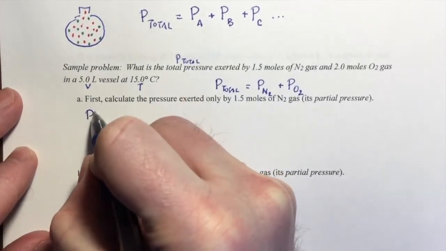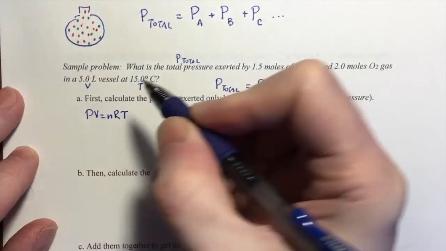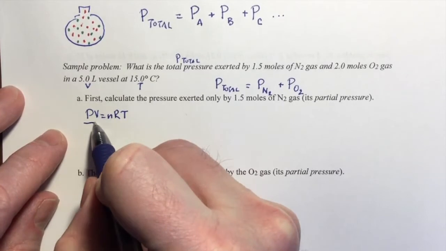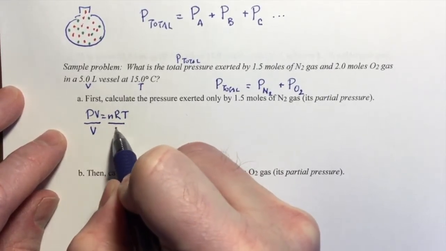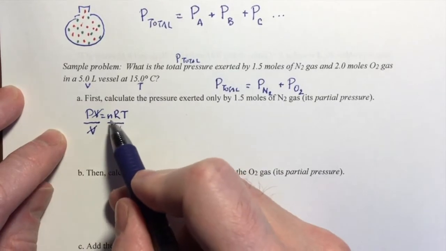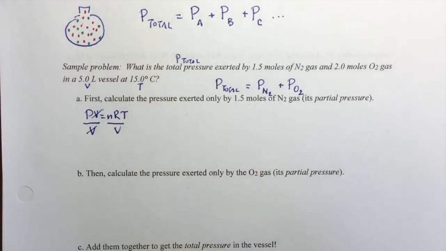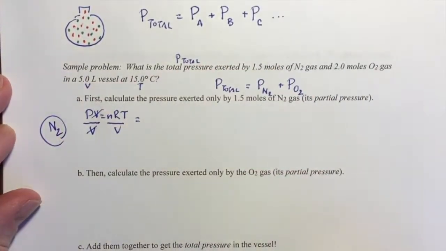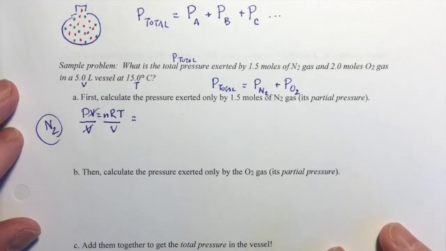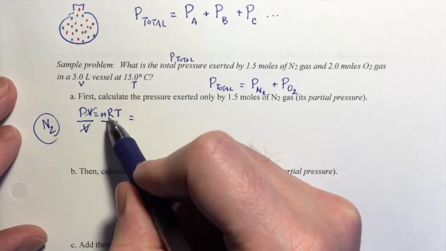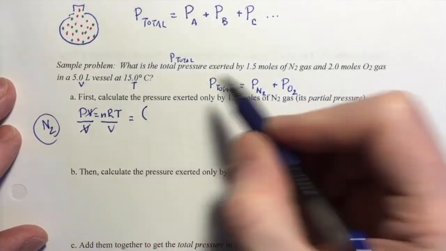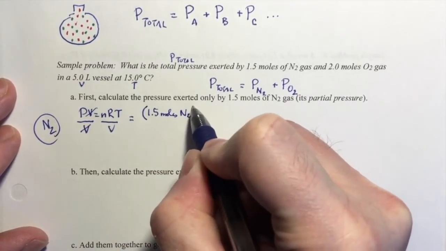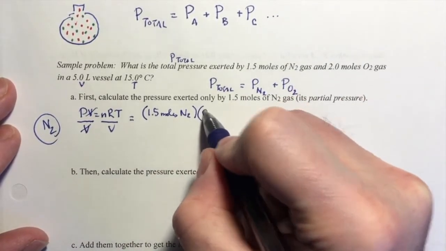So I'm going to use PV equals nRT. And I'm calculating the pressure, so I need pressure alone by itself. So to get pressure alone by itself, I need to divide both sides by V to get rid of V. So pressure equals nRT over V. Well, let me start plugging this in. This is for nitrogen, right? For N2. So for nitrogen, pressure equals nRT over V. So what is n? 1.5 moles. What is R? It's the gas constant.